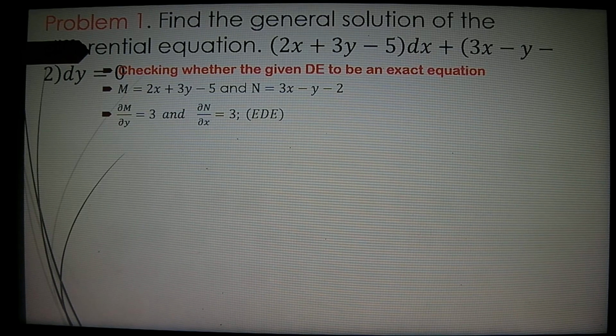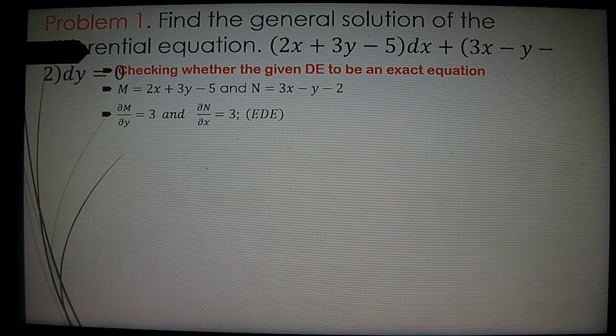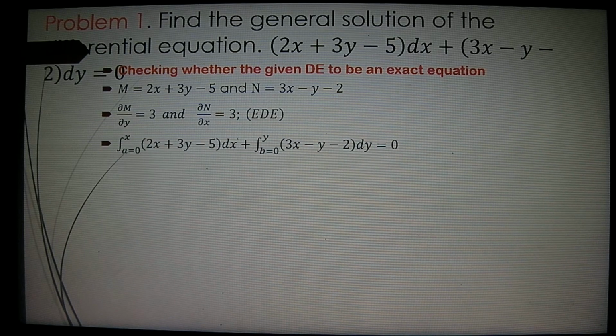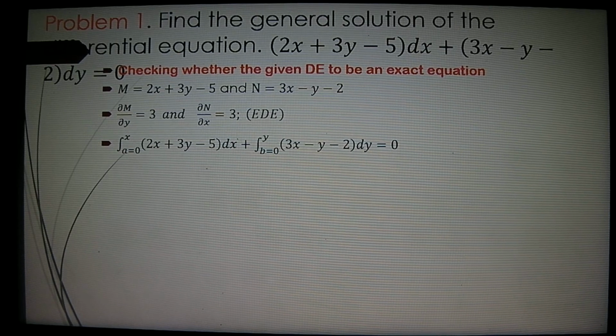So therefore, you have now 3y, where x is constant, so the derivative of 3y is 3. While in the second one, we have to get the differential with respect to x, wherein y is constant, therefore the derivative of 3x is 3. So therefore, this given differential equation is an exact differential equation. So we shall be having now the integral method.